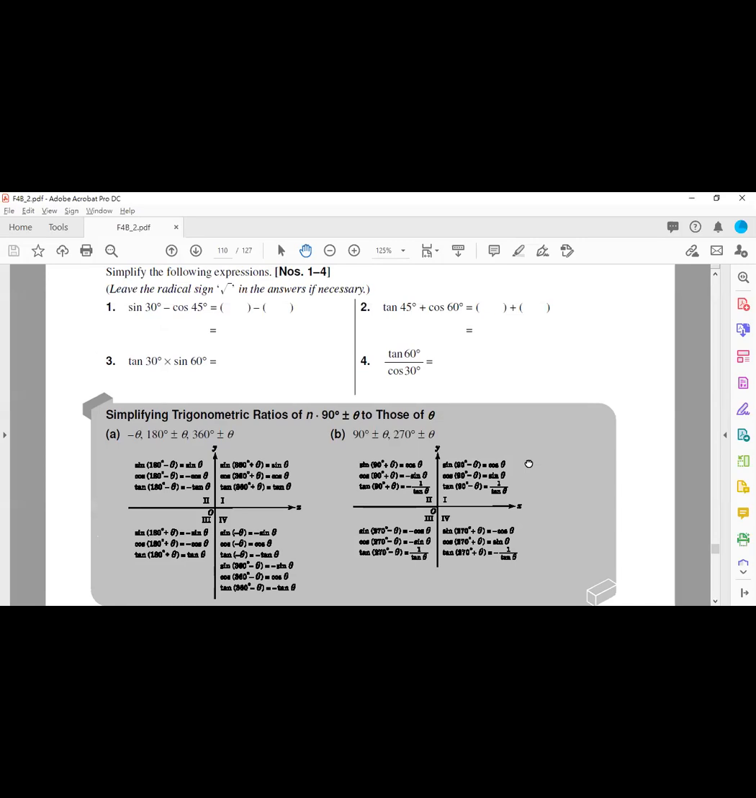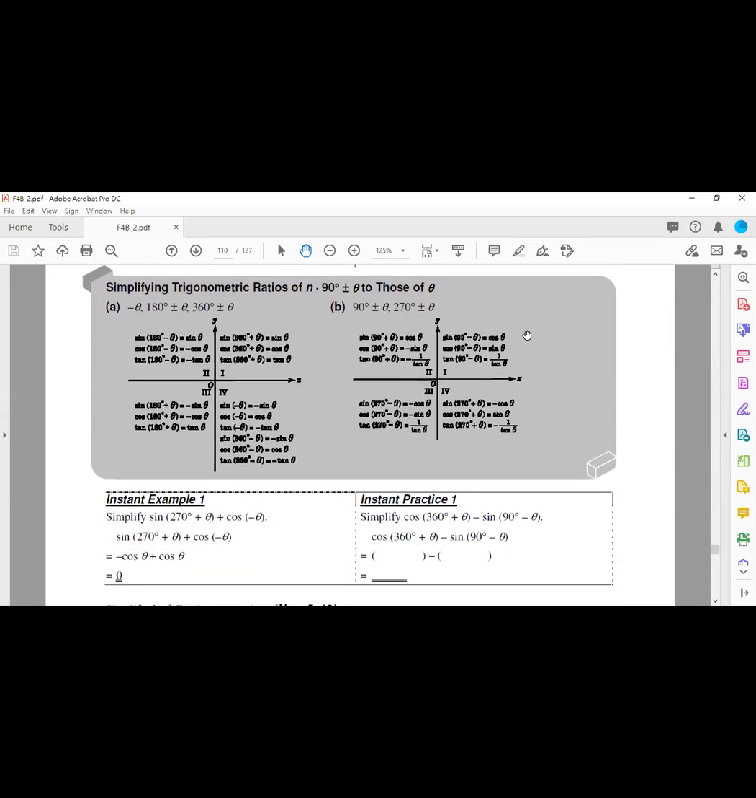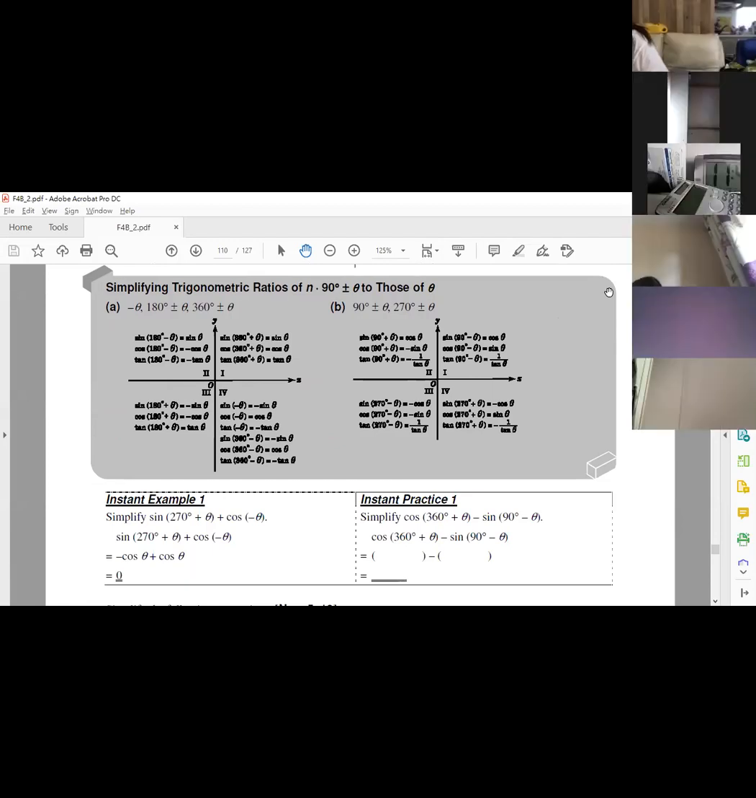So in the last two lessons, we were talking about the sine, cosine, tangent, okay? And we're talking about sine theta, cosine theta, tangent theta, where the theta can be larger than 90 degrees. It can be any degrees. It can be negative degrees, okay? Negative degrees is also okay.